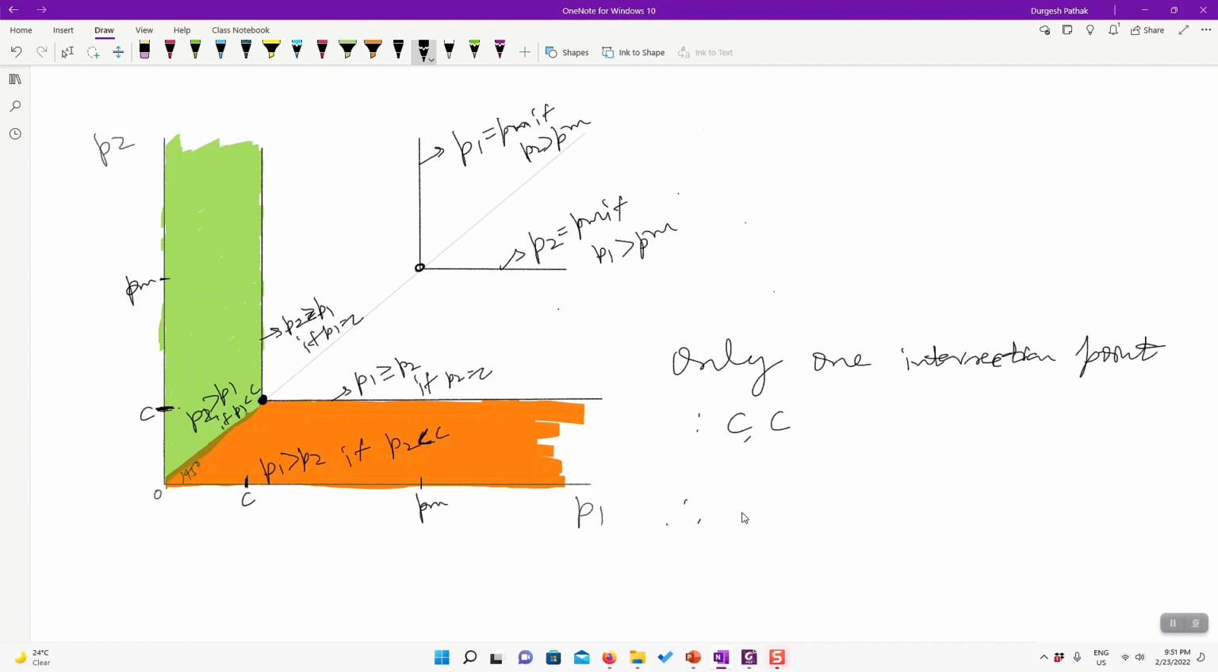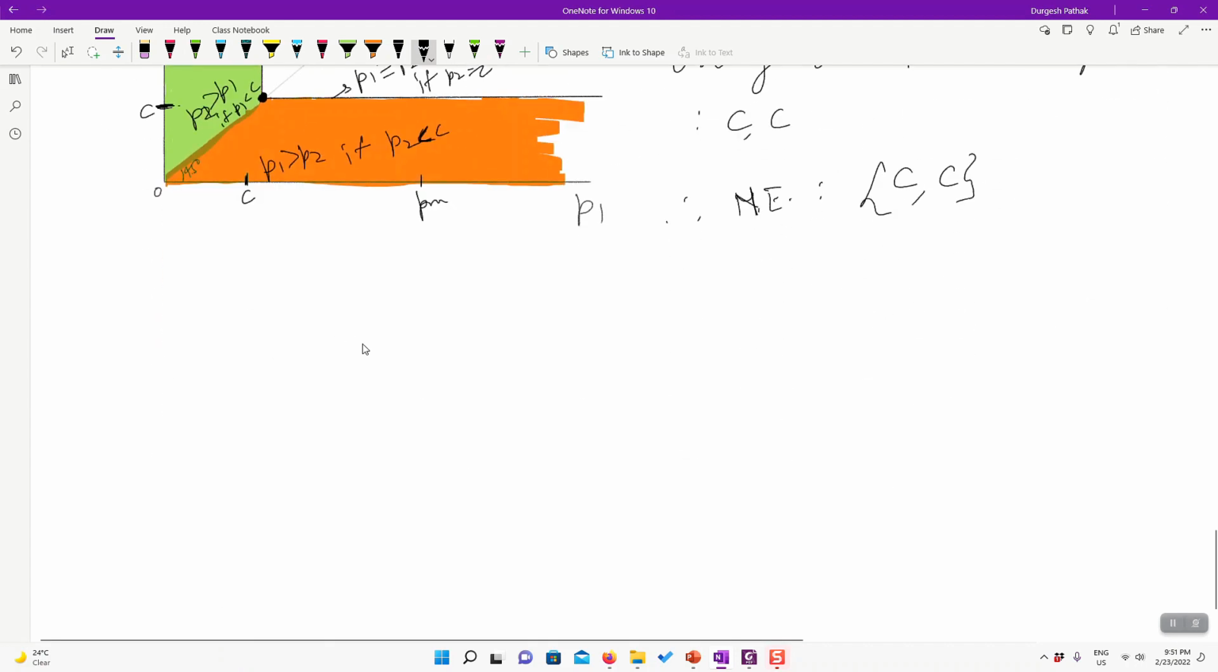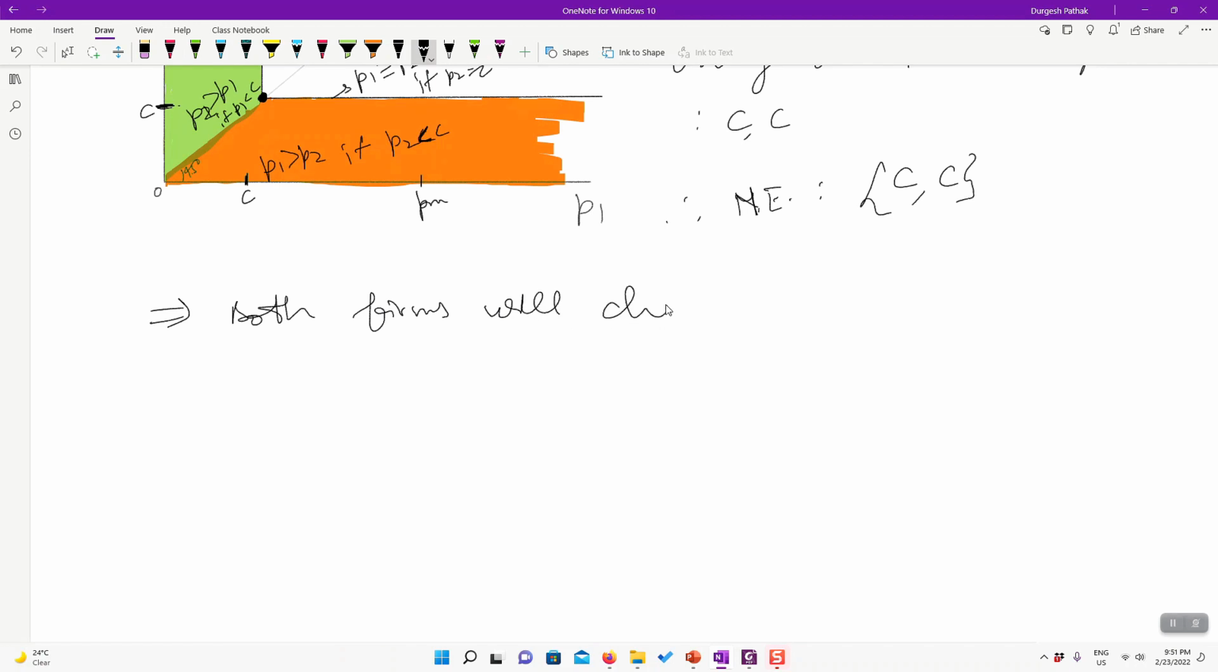So we realize that the unique Nash equilibrium of this homogeneous product model by Bertrand is given as CC. And what was C? C was the average unit cost of production. So this is something very interesting. We realize that both firms will charge the unit cost of production.